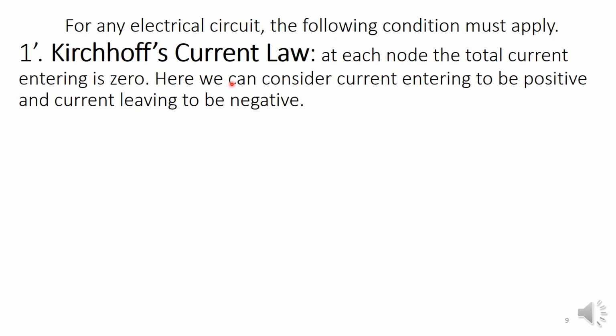Here we can consider current entering to be positive and current leaving to be negative. So the net inflow is 0, or you can think of it in terms of outflow. The net outflow is 0. Another way of looking at it is that the current entering equals the total current leaving.